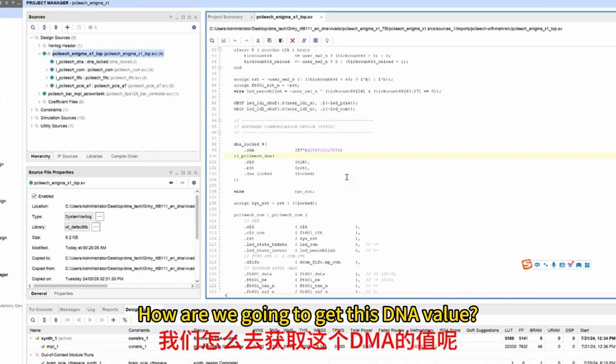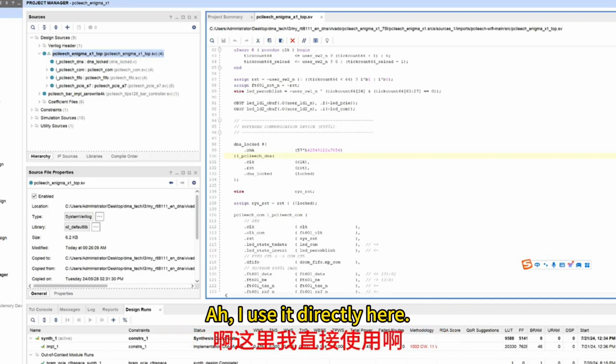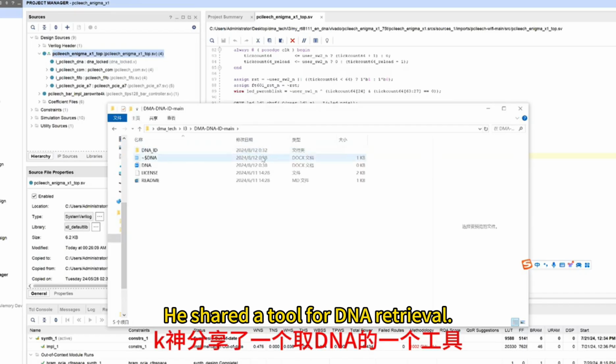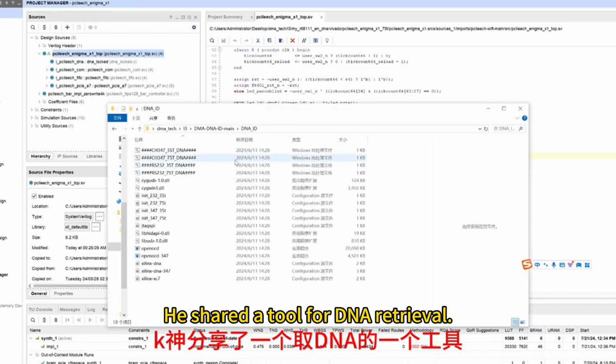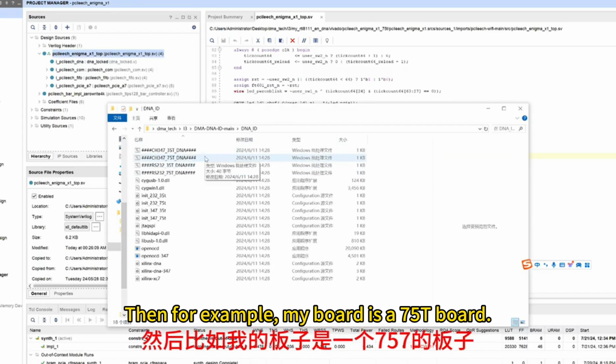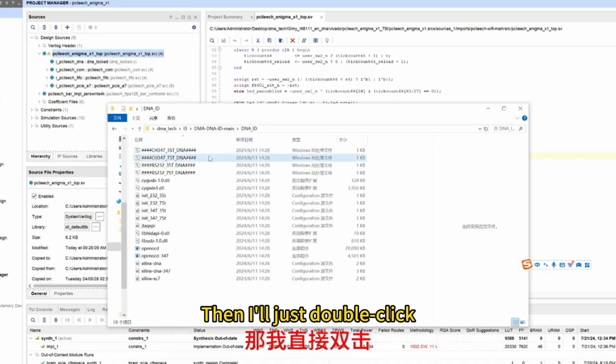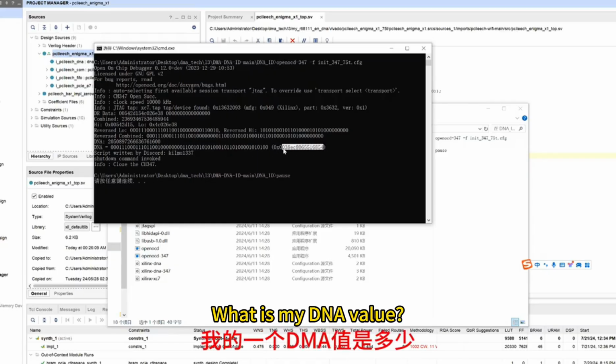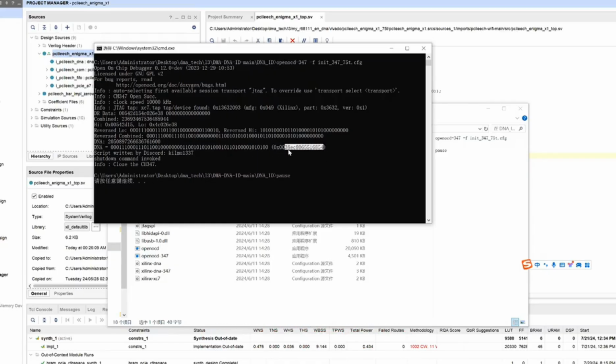How do we get this DNA value? I use a DNA retrieval tool that I shared. For example, my board is a 75T. I just double-click, and I can get my DNA value, which is a value of 57 bits.